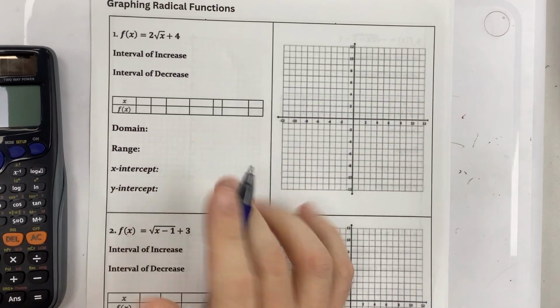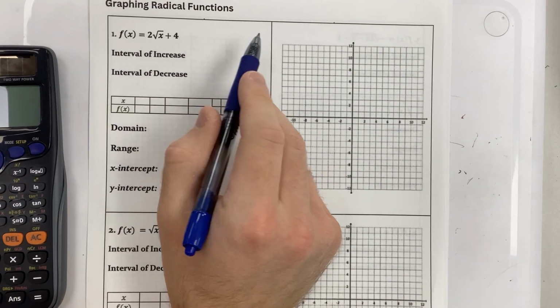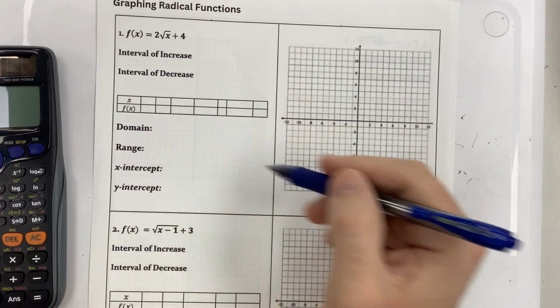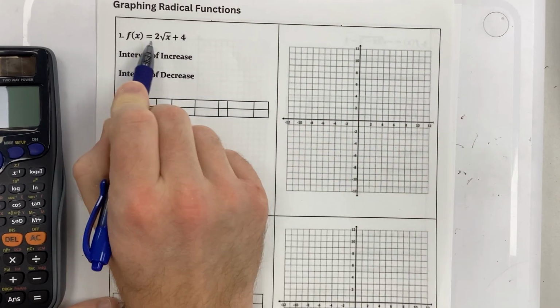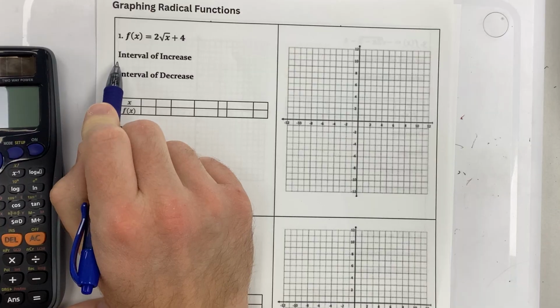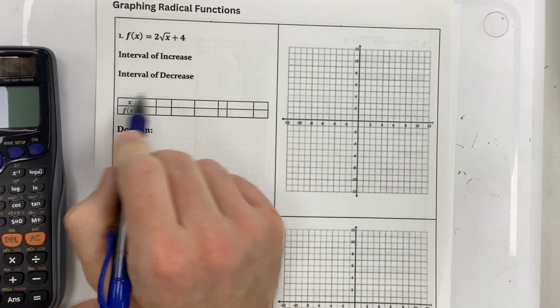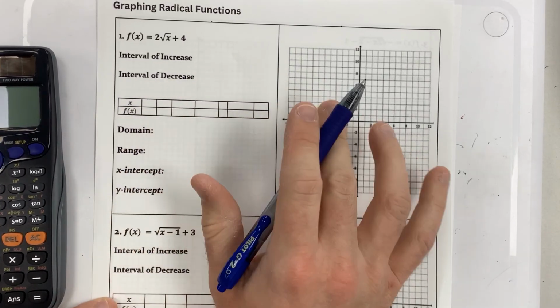All right, so this is an example on how to do graphing radical functions. I'll just work out the first one and talk about how you do it. So first off, you've got the equation and then they're asking for the intervals of increase and decrease. Let's do these later. Let's first sketch the graph.